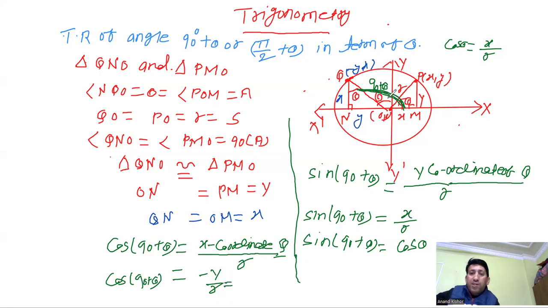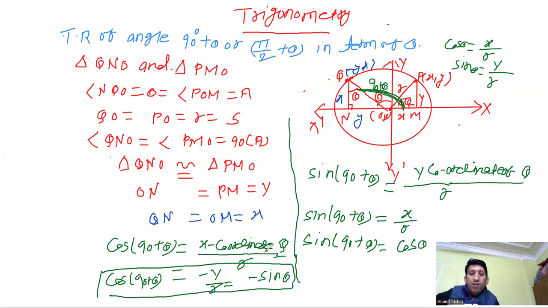And we know in the first quadrant, the definition of sine theta is the ratio of the Y coordinate, for point P, divided by the radius. So Y by r. For this P, this is Y, and this is X. So for sine theta, Y by r means sine theta. So I'm writing here minus sine theta. So easily we get cos 90 plus theta is minus sine theta, and sine 90 plus theta is cos theta.